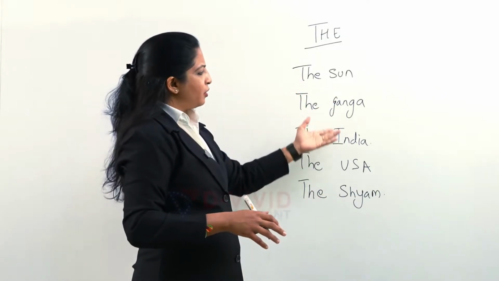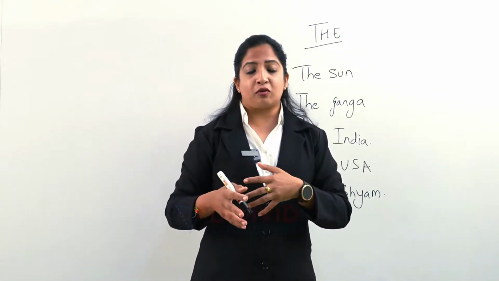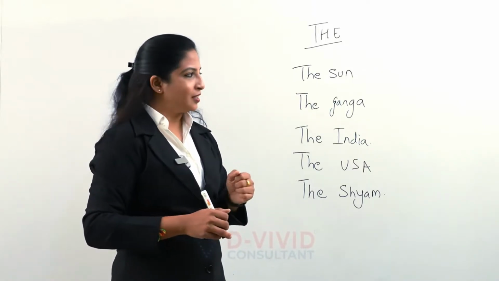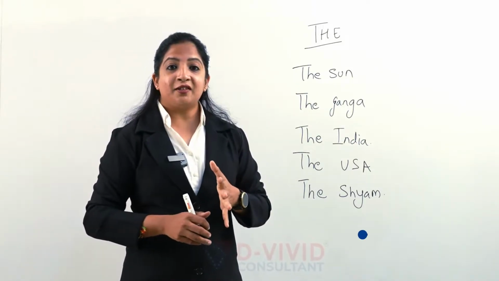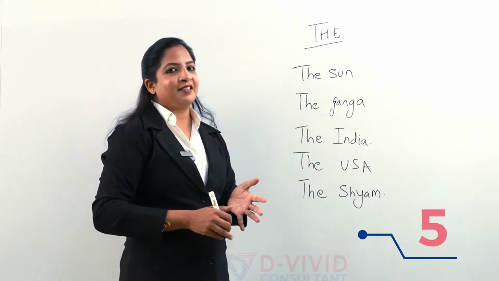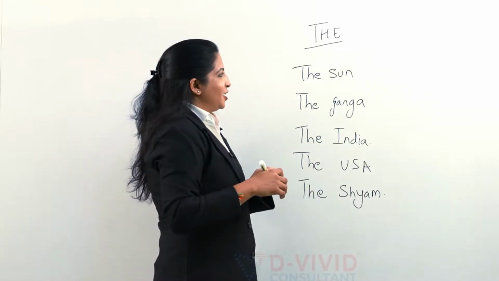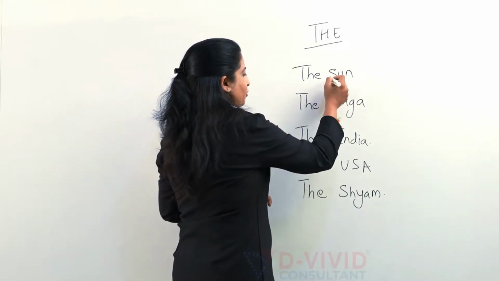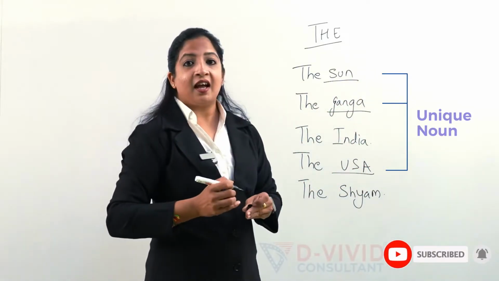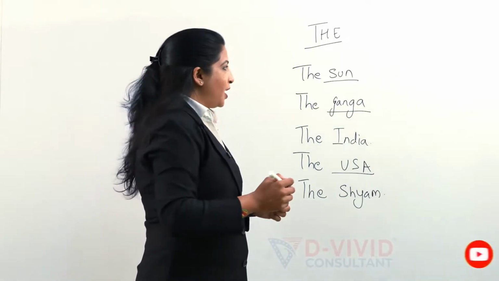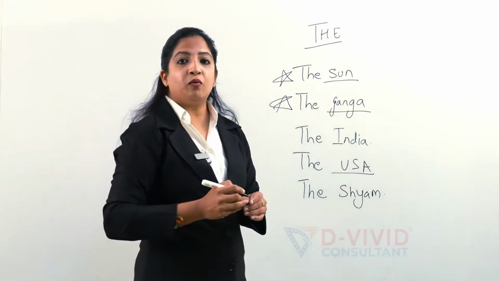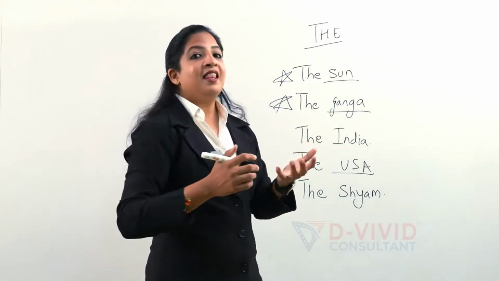Can you guess out of all these which are wrong and which are correct? Would you like to take a chance? I'll give you again 5 seconds for this. 1, 2, 3, 4 and 5. Okay, so for sun, Ganga and USA, I am correct. Why? Because yes, they are unique, they are one, they are natural.